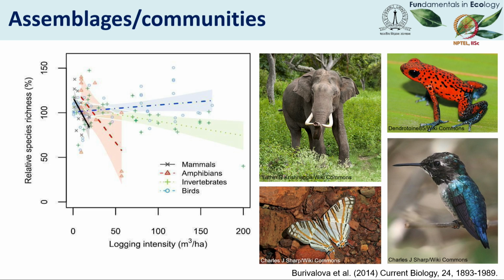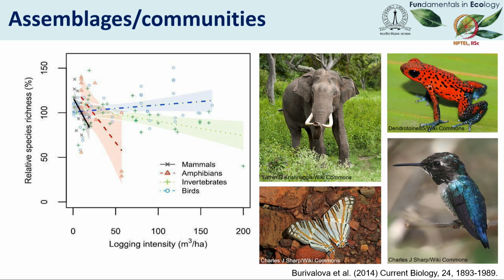And what we're seeing here is that mammal species richness declines very sharply with even small amounts of logging increasing. Amphibian species richness also declines very sharply with small amounts of logging, whereas for invertebrates and for birds, the number of species does not change as much as it does for mammals and invertebrates.